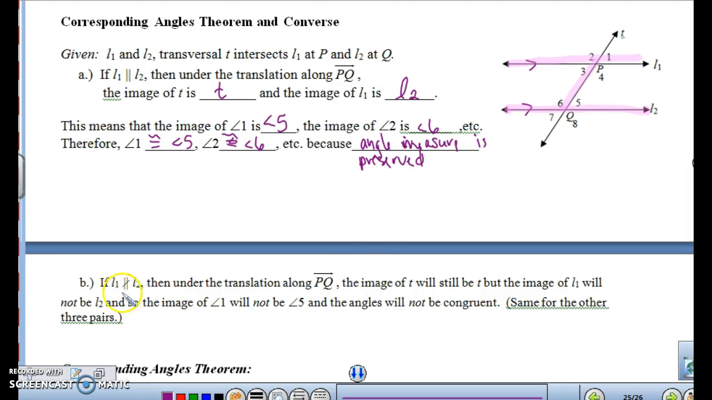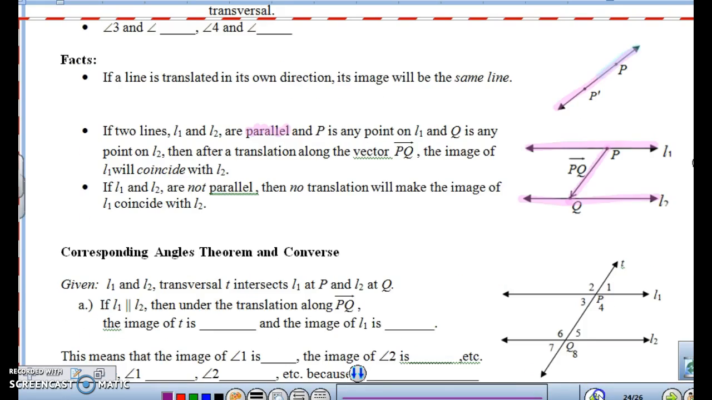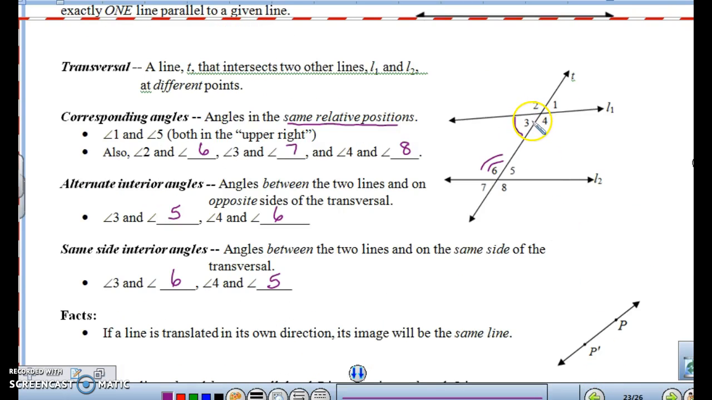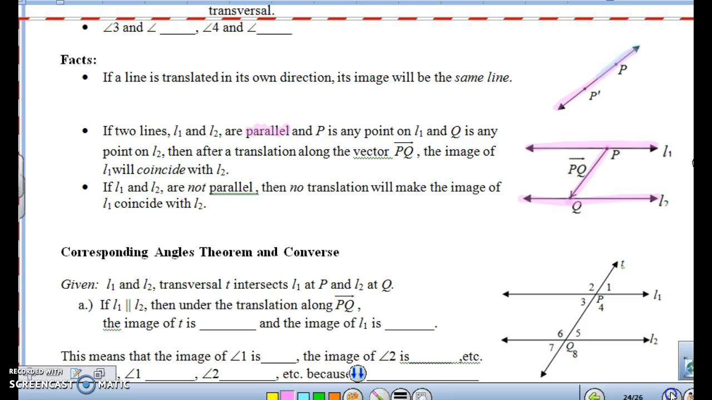Now, if L1 is not parallel to L2, then under the translation along PQ, the image of T will still be T if you slide this down, but the image of L1 will not be L2, and angle 1 will not equal angle 5. So if we flip back to this diagram for a second, if I were to slide this line down this vector like so, is it going to line up with L2? No, it's not. So then the angles could not be congruent. That's basically what that's saying.